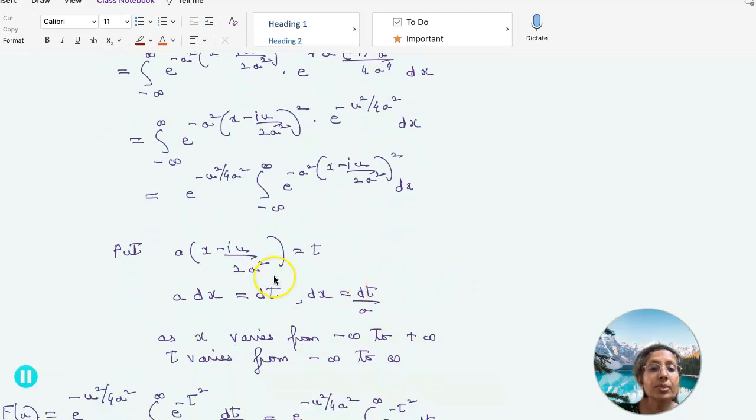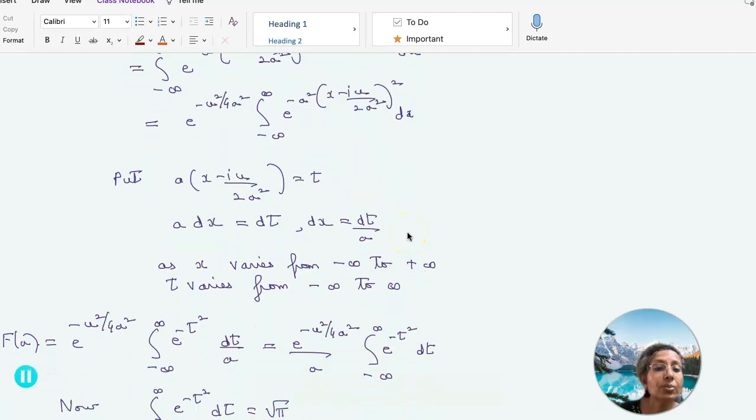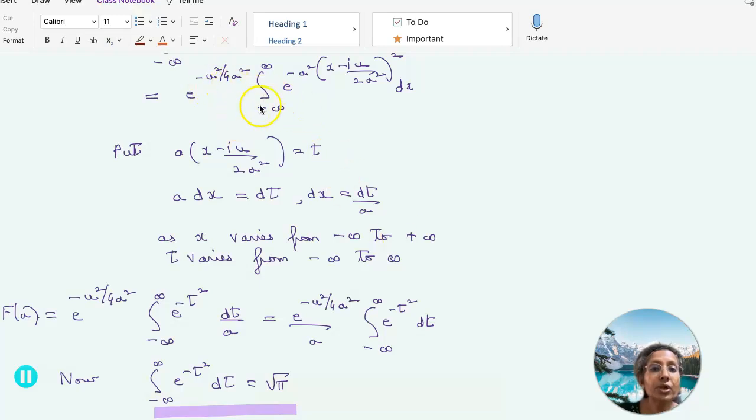Now put a into x minus iu by 2a squared as t. So when you differentiate, a dx equals dt, or dx is dt by a, and as x varies from minus infinity to infinity, t will also vary from minus infinity to infinity. So F of u becomes e raised to minus u squared by 4a squared, integral from minus infinity to infinity of e raised to minus t squared dt by a. That is e raised to minus u squared by 4a squared by a, integral from minus infinity to infinity of e raised to minus t squared dt.